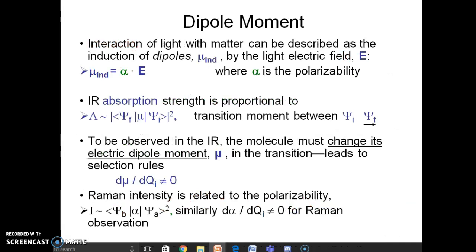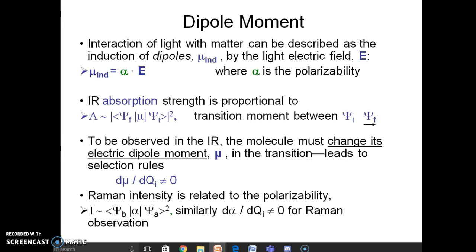In general, the interaction of light with matter can be described as the induction of dipoles mu_ind by a light electric field E, where mu_ind is directly proportional to E, mu_ind is equal to alpha E, where alpha is called polarizability. IR absorption strength is proportional to the square of the transition moment between mu initial and mu final.